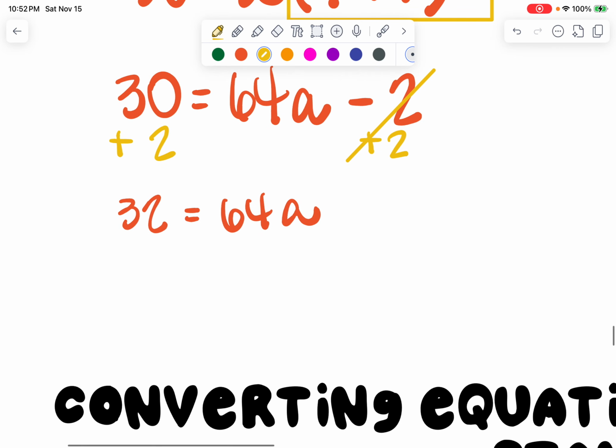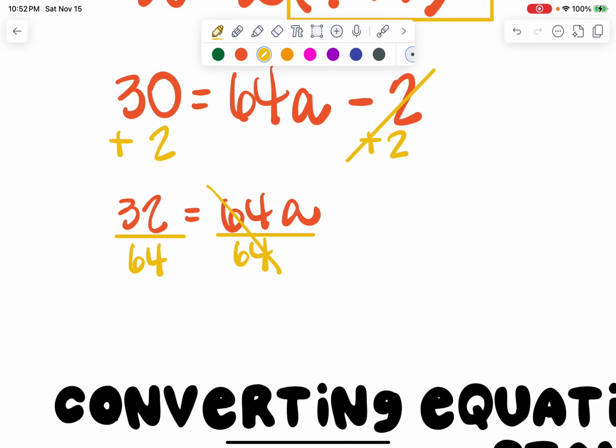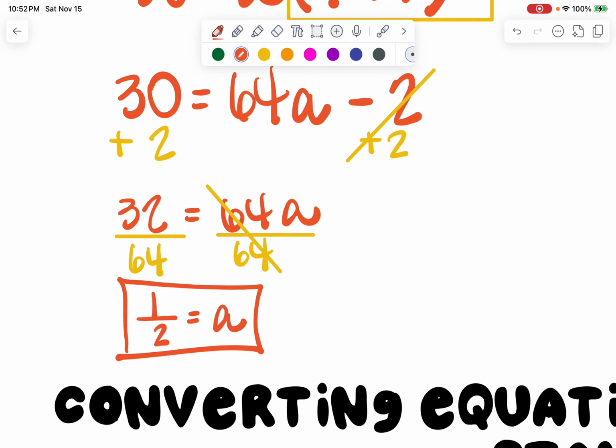Now be very careful here, right? Keep in mind you're dividing by 64. You're not dividing by 32 because you're trying to get the a by itself. And so when we divide 32 by 64, that gives us 1/2. It does not give us 2, right? Because the bigger number is on the bottom. So we're just reducing the fraction. And yay, now we have our a value, which means now we can write the function.